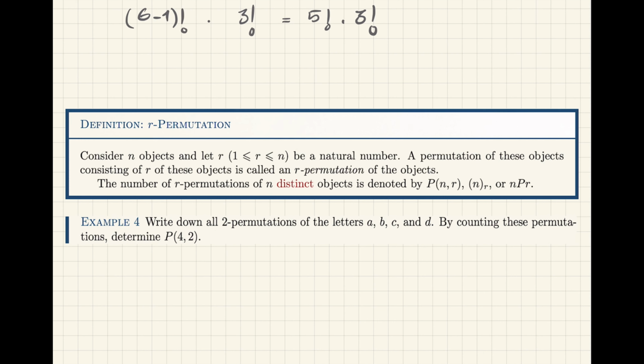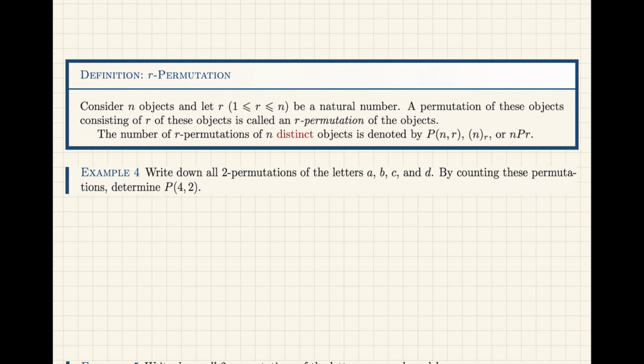The number of r-permutations of n distinct objects is denoted with one of these symbols. These are the common symbols. This is used in your book. So the number of r-permutations from n objects, if the objects are all distinct, is denoted by this symbol P(n, r), or this symbol or that symbol in different texts. So here I have, for example, 10 objects, but I want to choose 4 of them and arrange them.